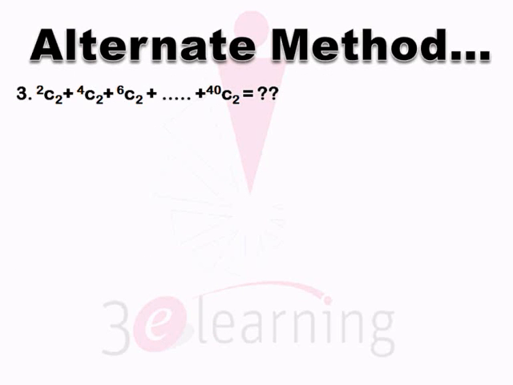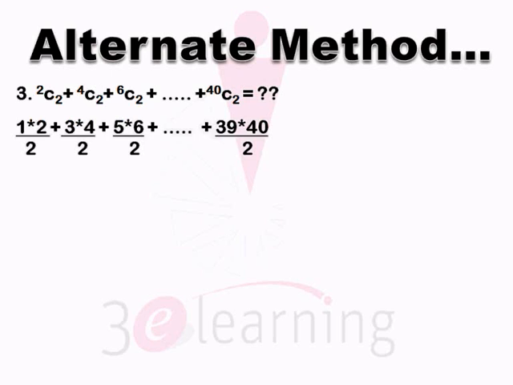Now check the alternate method. We have a question 2c2 plus 4c2 plus 6c2 till 40c2. In this method, which one is the oldest method of solving these type of question, we just rewrite these combinations in the terms of product and divides, which we have 1 into 2 by 2 till 39 into 40 by 2. Then we write the general term for this series, which one is 2n minus 1 into 2n by 2. Here 2 and 2 is cancelled out, so it becomes 2n minus 1 into n. First we have to find the general term, then use the sigma notation.